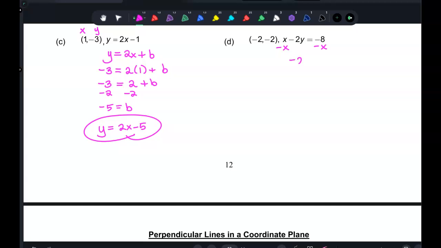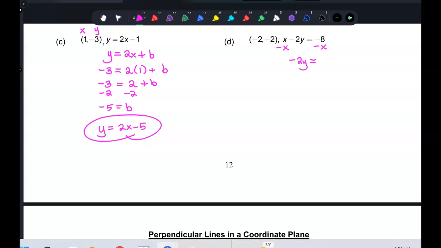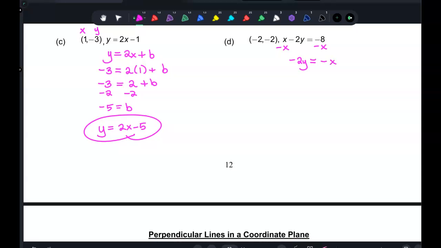Okay. Then what? Negative 2y equals... Well, I want to put the x first. Negative x. No, let Rachel. No, it's okay, you can do it. I'll be honest. Oh my goodness, guys. No, it's okay. Let Miss Kasich do it.